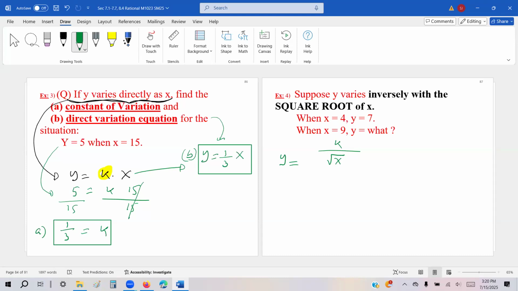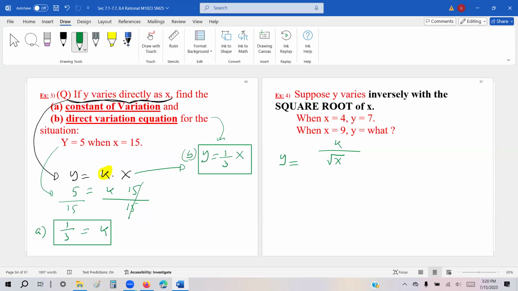On the other hand, this is saying y is changing inversely with the square root of x. So which two things are changing on the right side? Two things. Which two things are changing?